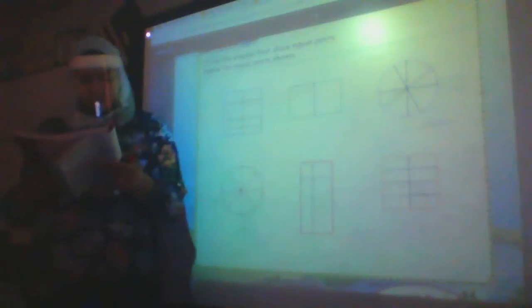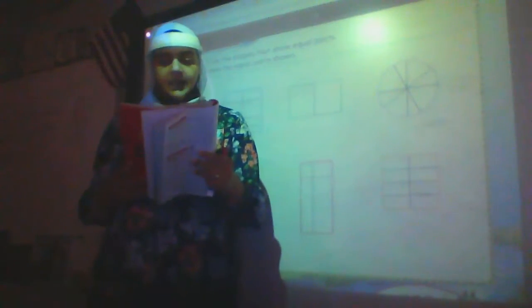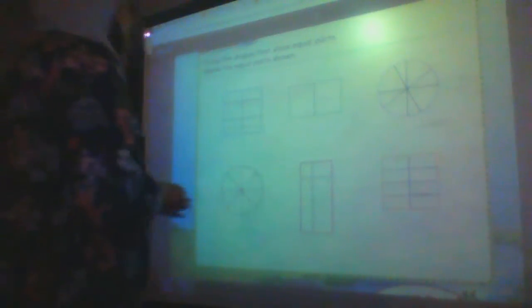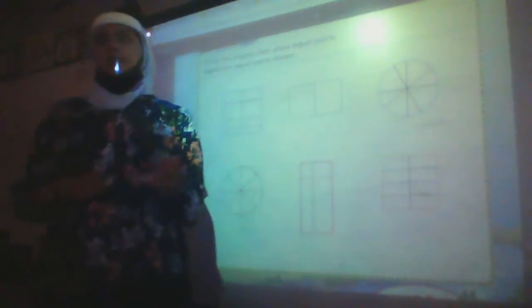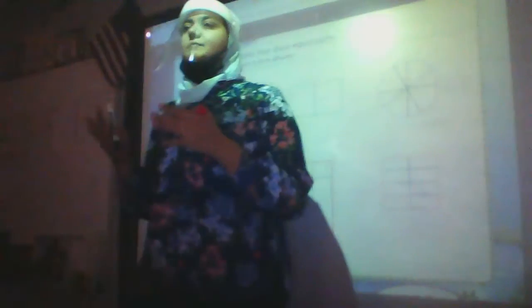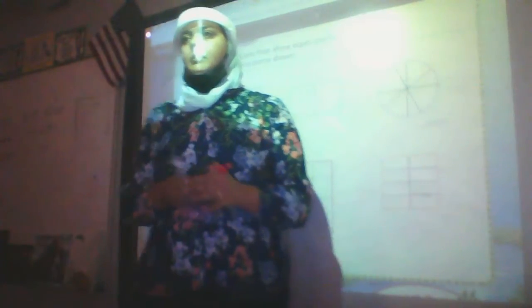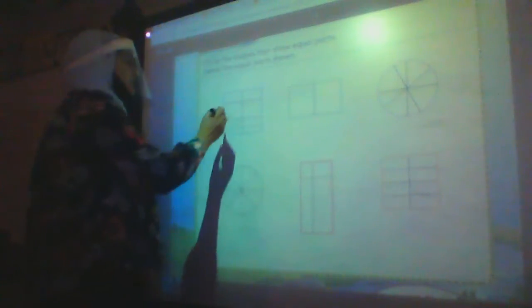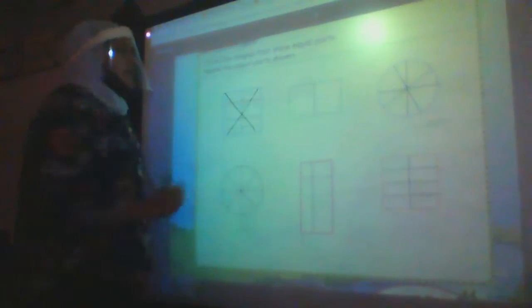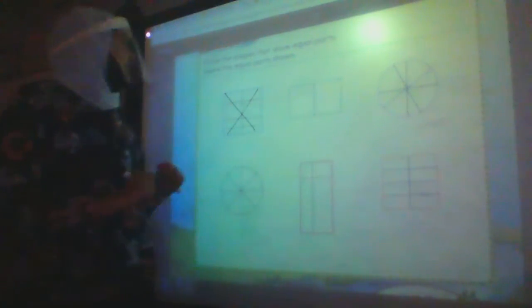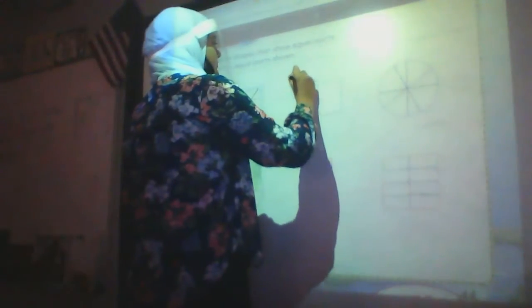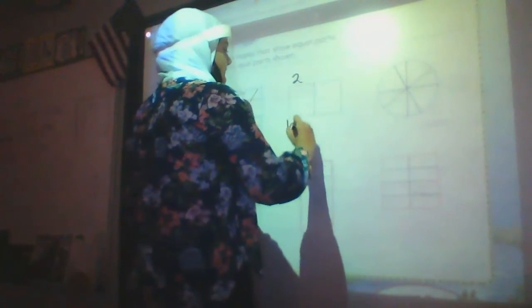All right, identify parts of a whole. It says, circle the shapes that show equal parts and name the equal parts shown. So we're going to circle the ones that have equal parts. The ones that have unequal parts, let's put an X on it. Unequal parts means each part is not the same size, right? So is this unequal parts? Yes. What do we do? X it out. Is this one equal parts? Yes. How many equal parts? 2 equal parts. So that means it's cut into what? Halves.